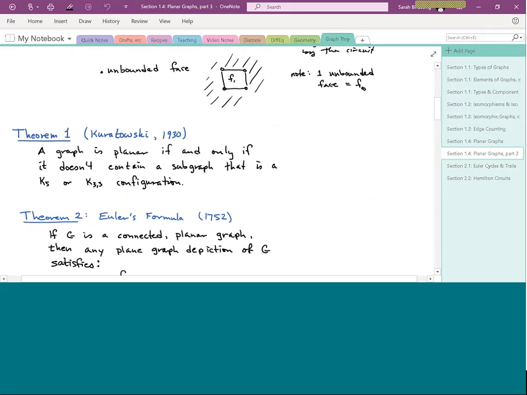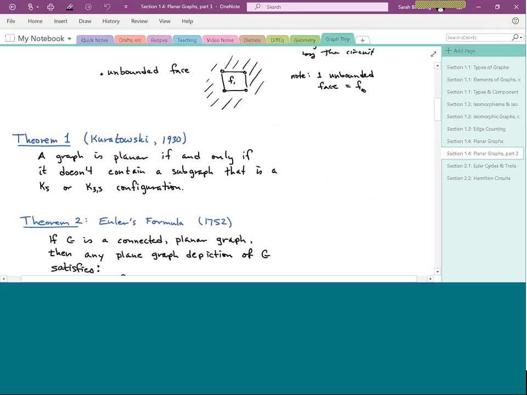What we're going to look at is Euler's formula. So Euler's formula says you have a graph. The graph has to be both connected and planar. Now remember, we talked about disconnected graphs a little while ago. When you have a disconnected graph, it is comprised of different components. Each component is itself a connected graph. So Euler's formula would actually apply to each component of a disconnected graph as well.